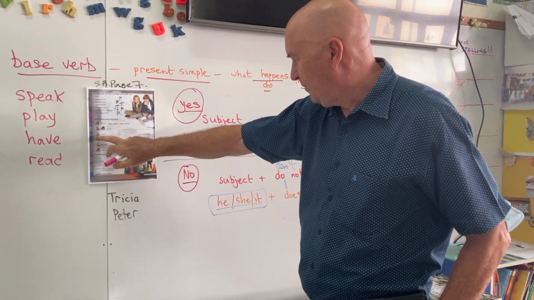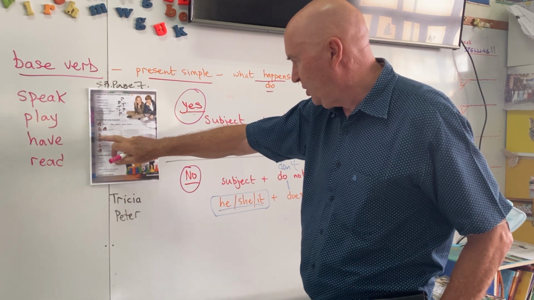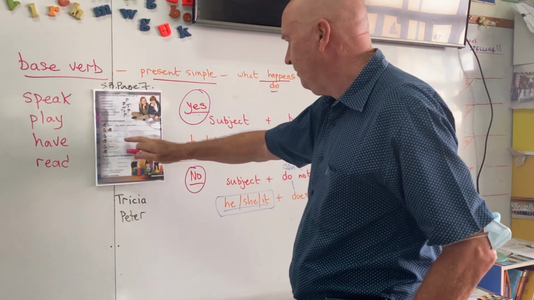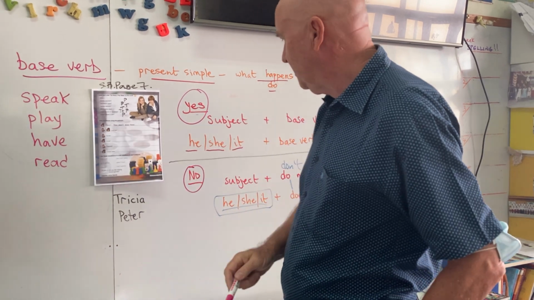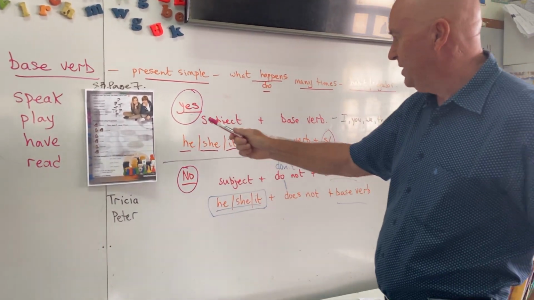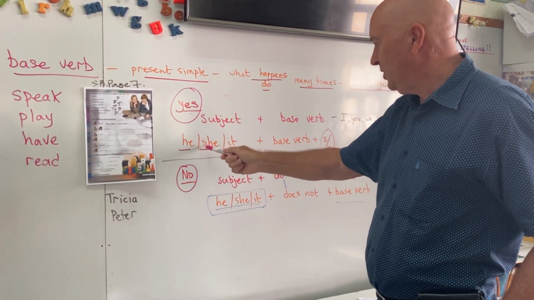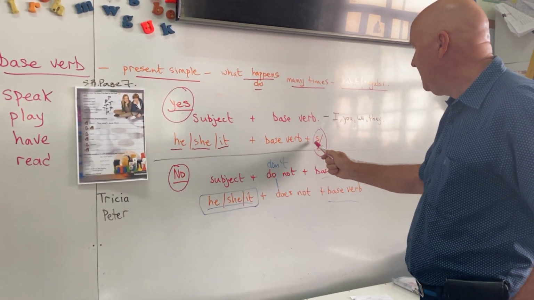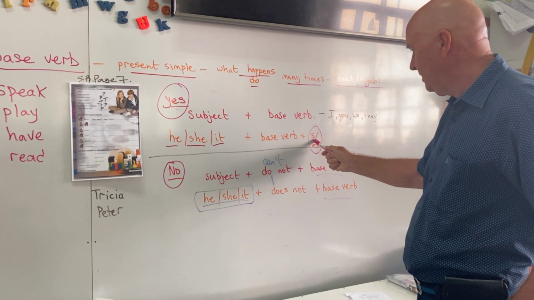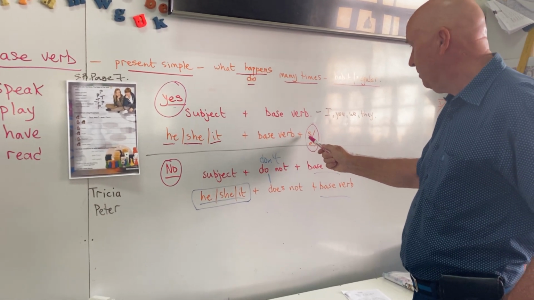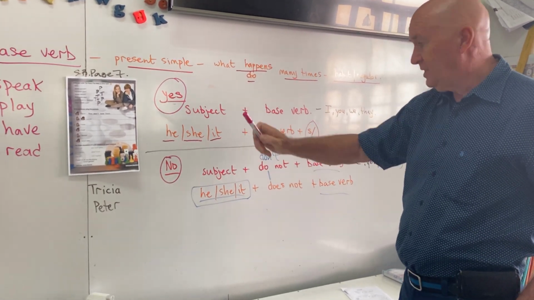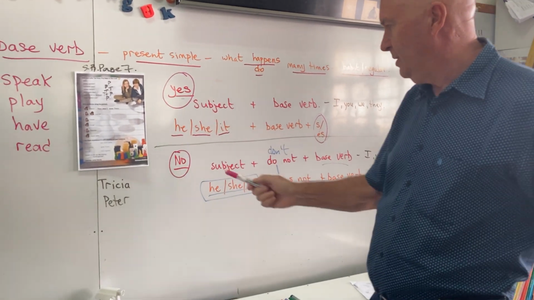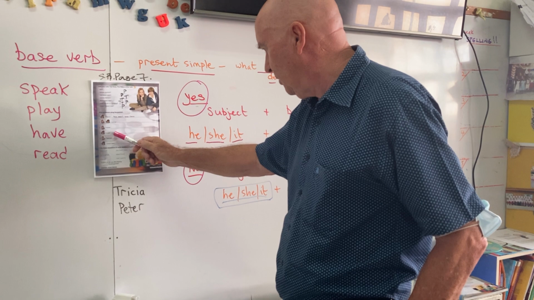Number 3, who are we talking about? Tricia, she. Books, we use read with books. Yes or no? Answer is yes. So we're going to say yes. The subject is she. So you would say Tricia reads with an S. Tricia reads books. Because the subject is she, we put an S on the base verb. So it would be Tricia reads books.